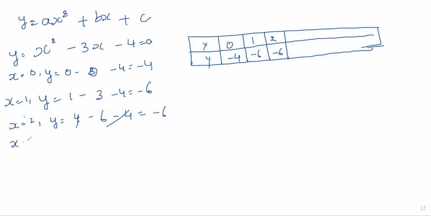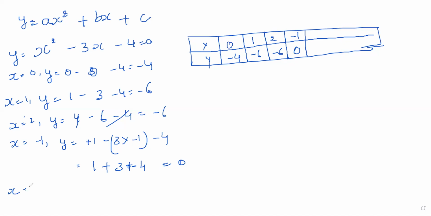When x is equal to minus 1, then y is equal to minus 1 square becomes plus 1, minus 3 into, whenever you have a minus sign, you use a bracket, children, minus 1, minus 4. Minus into minus is plus, 3 into 1 is 3, minus 4, that is equal to 3 plus 1 is 4, 4 minus 4 is 0. See, for the value minus 1, y becomes 0. The polynomial becomes 0.